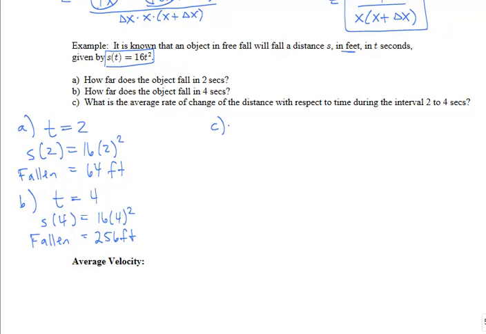Part C, what is the average rate of change of the distance with respect to time during the interval 2 to 4 seconds? So starting at 2 seconds and going up to 4 seconds. So this is your T1 and your T2, and we're trying to find an average rate of change. So this is exactly what we did at the beginning of this lecture. But this time, instead of talking about words per minute, this time we're talking about distance per time. So instead of M's and T's, this time we have S's and T's.